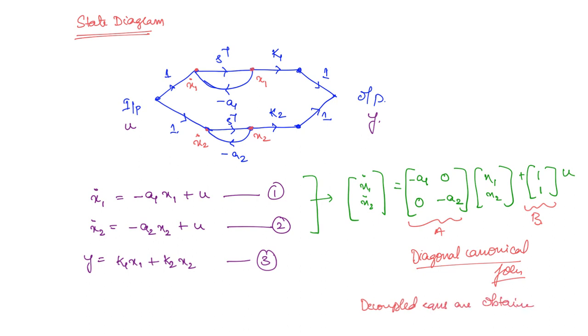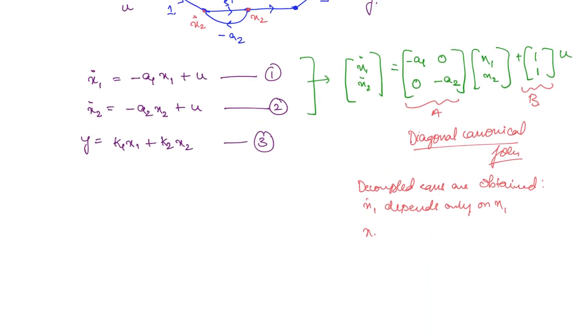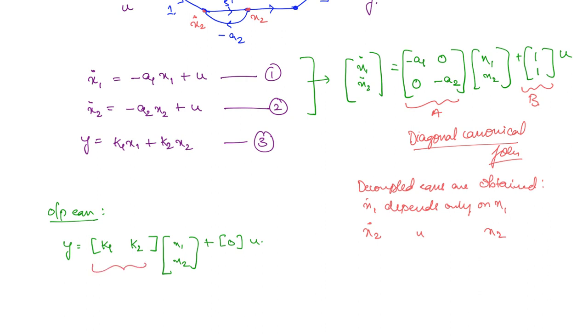What is meant by decoupled? x1 dot depends only on x1 and similarly x2 dot depends only on x2. And finally you can write down the output equation in the matrix form, right? So y is equal to C times [x1 x2] plus 0 into u, because y is not dependent on u. So this is going to be k1 x1 plus k2 x2. So this is the C matrix here and this is the D matrix.